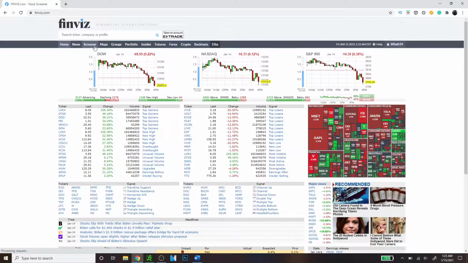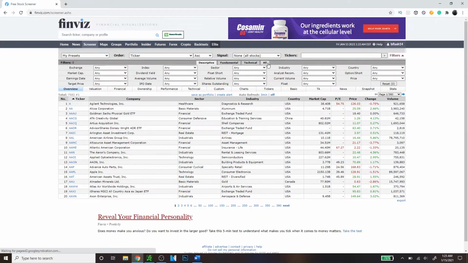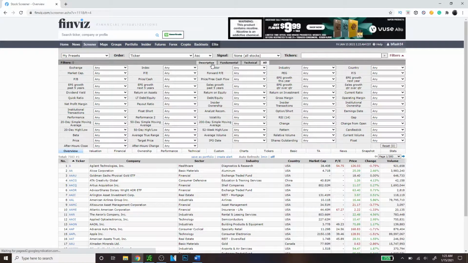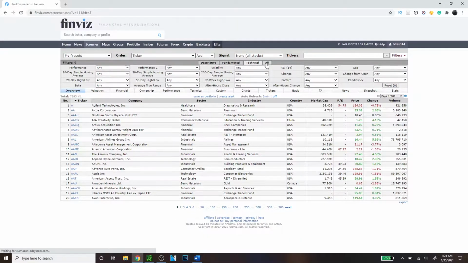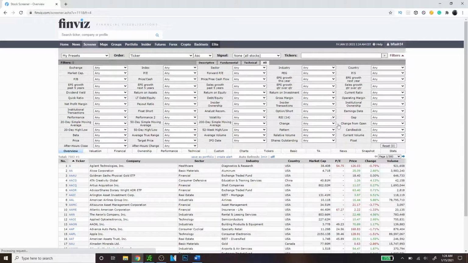But to get into it, what you want to do is go into Screener. So you click on Screener up top right here, and I hit all. As soon as I get on here, I hit all. But Finviz has a lot of different sections to choose from. It has the descriptive section, the fundamental section, and the technical section. So if you want to make a scan for yourself, you definitely can do that. But right now, we're going to show you exactly what I look for with my swing trade.